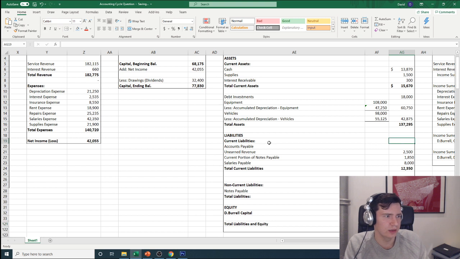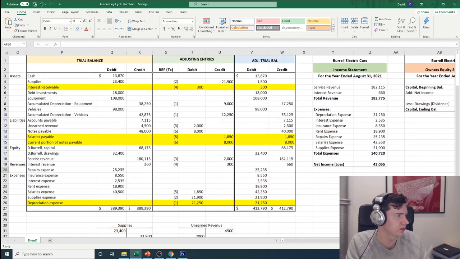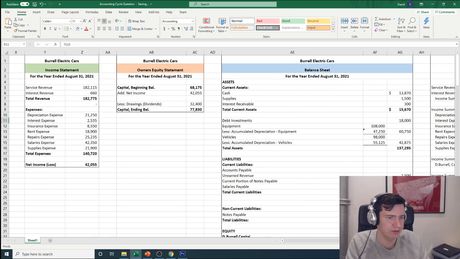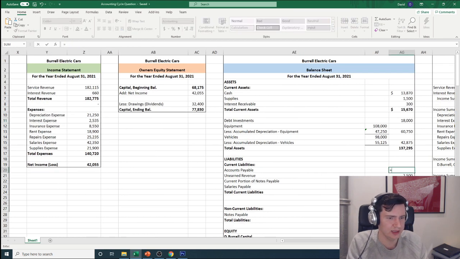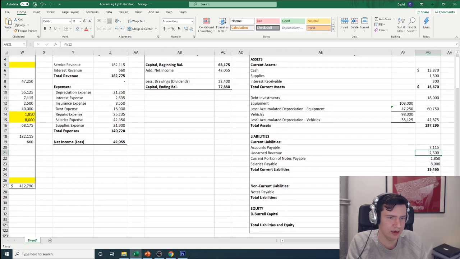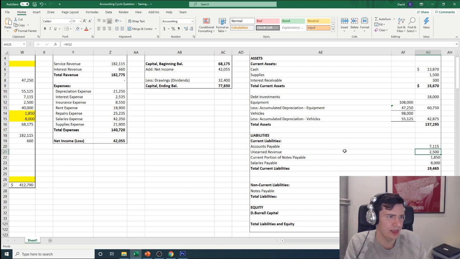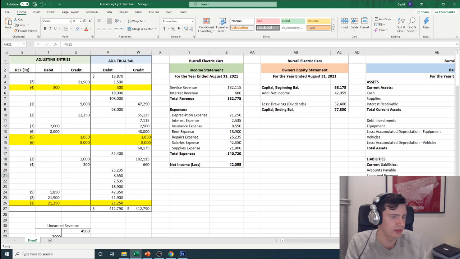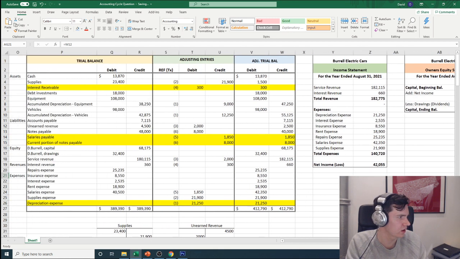Okay, so liabilities, now we're just transferring over the liability amounts. So accounts payable, what is the accounts payable? The accounts payable is 7,115. So let's actually reference that. I don't know why I didn't have that referenced, but we'll add it now. And then our unearned revenue is 2,500, you can see that unearned revenue, 2,500.